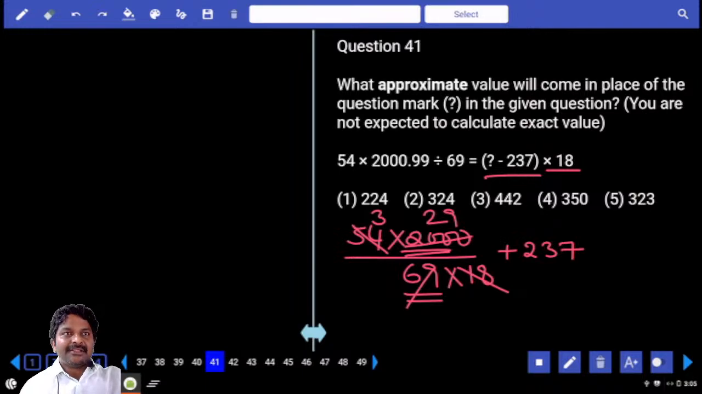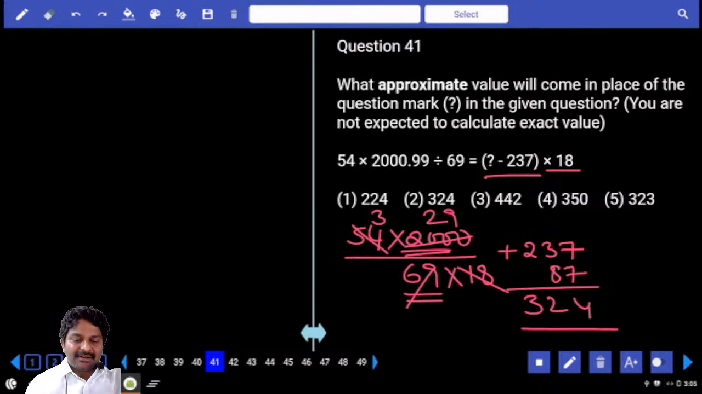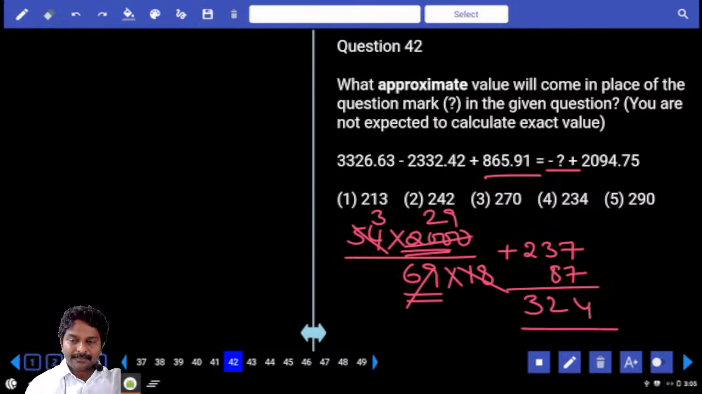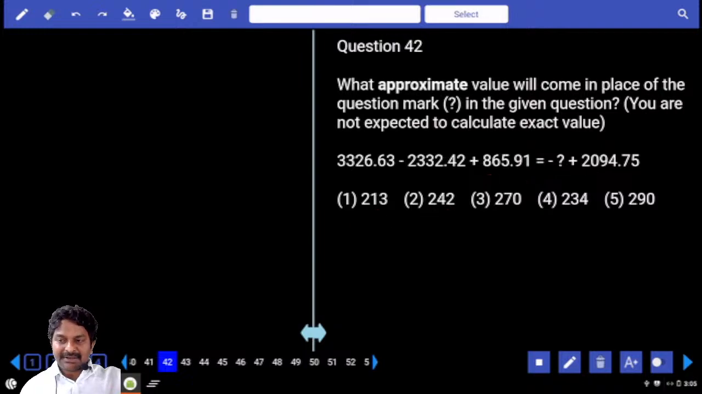29. 29 3 times, approximately. 33 is 90. Subtract 3. 87. How much is that? 324. Calculations should come out correct.